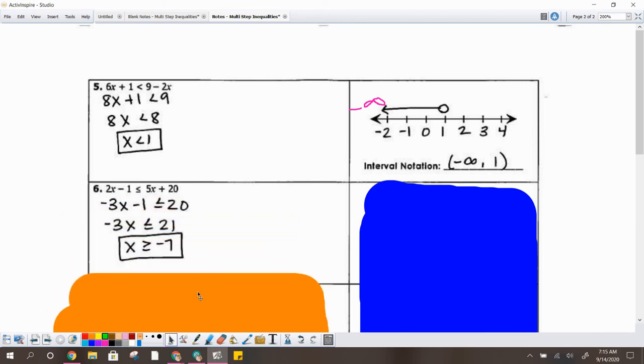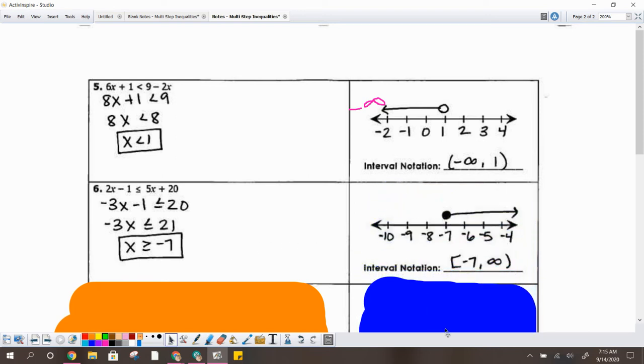All right, so if you tried the problem, you should have gotten x is greater than or equal to -7. Pause the video, check your work if you did not get that. And then for your number line, since it's a greater than or equal to, you should have a closed circle on -7, and it is eating the variable, so it's to the right.